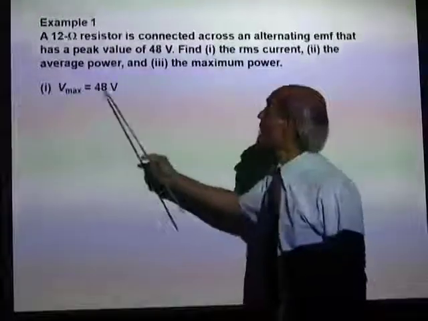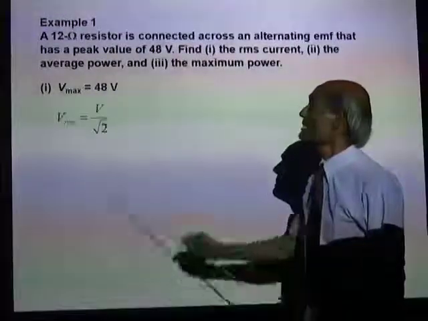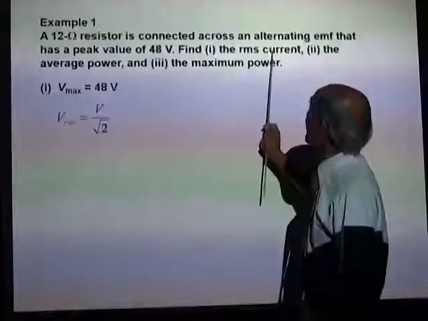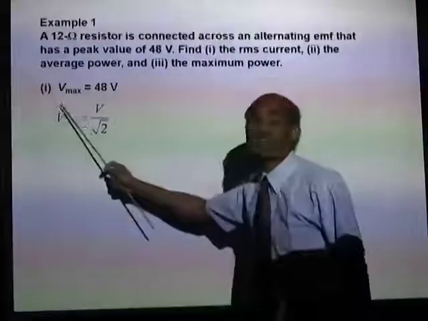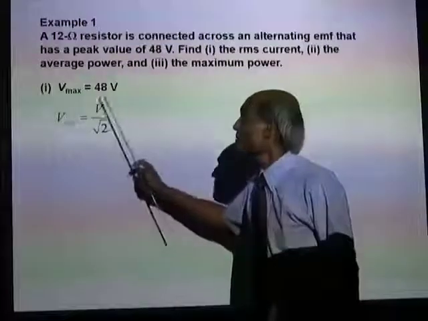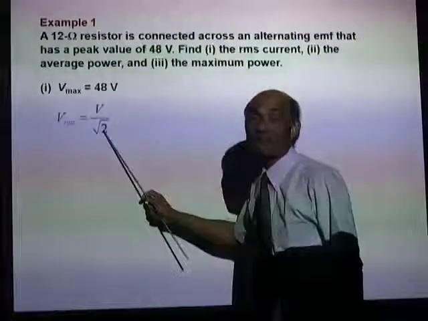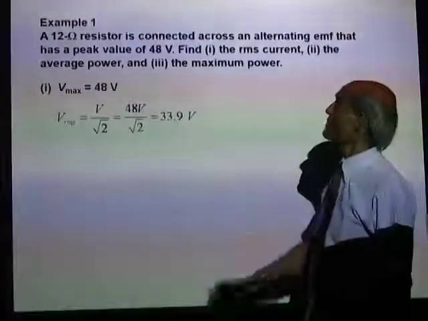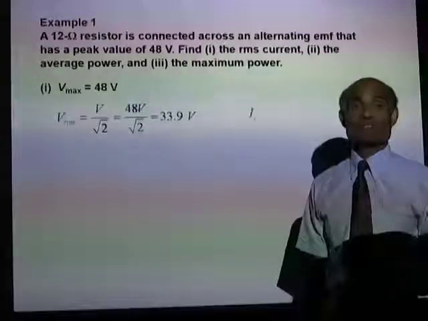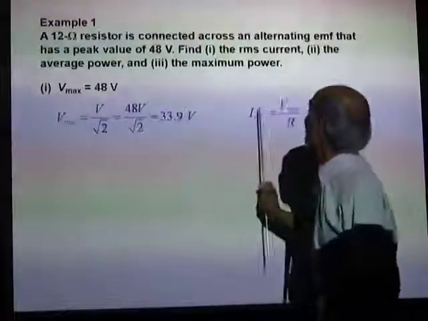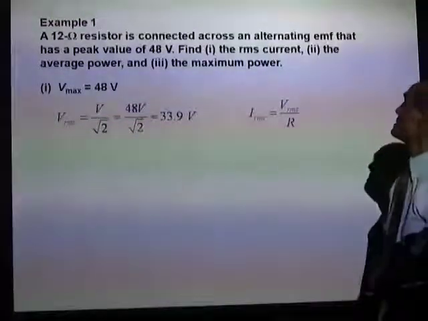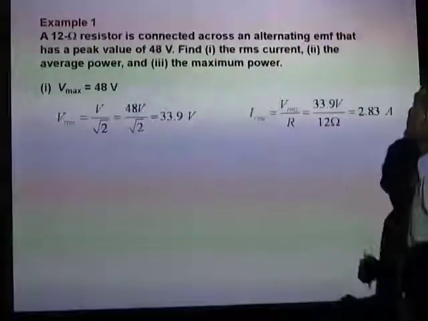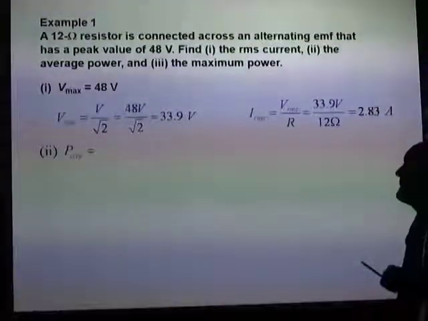You know that Vmax is given to be 48 volts. And we need to find the RMS current. If you want to find the RMS current, we need the RMS voltage. Vrms is Vmax divided by square root of 2. And that will be 48 volts divided by square root 2, that is 33.9 volts. Once you know the value of Vrms, then Irms is Vrms divided by the resistance which is given, and so that will be 2.83 ampere.